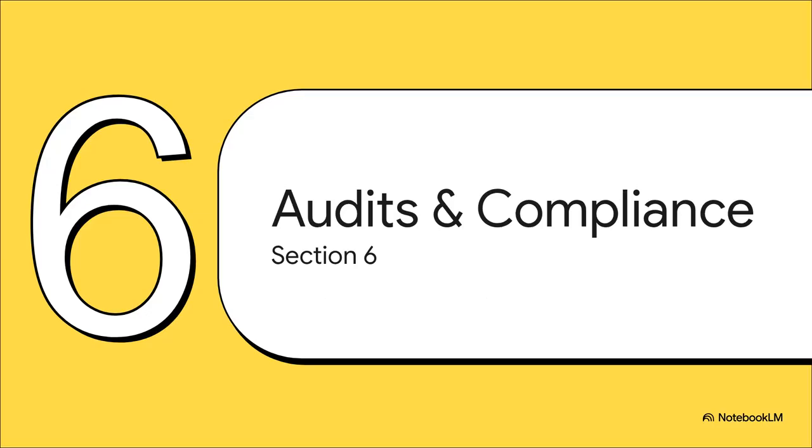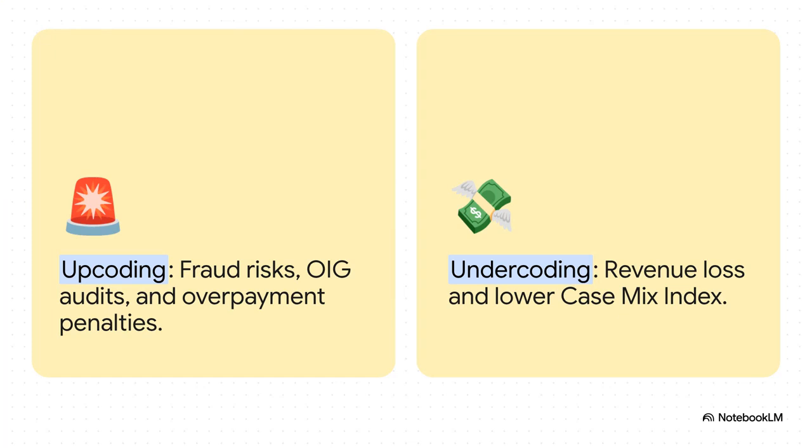Let's wrap things up with Section 6, Audits, Compliance, and Risks. Hospitals have to maintain incredibly strict compliance to achieve what we call ethical optimization. It's a real balancing act. On one side, you have the severe legal danger of upcoding. That's assigning a higher-paying DRG than the documentation actually supports. Do that, and you trigger the False Claims Act, face aggressive OIG audits, and get hit with heavy overpayment penalties. But on the flip side is undercoding, where you fail to capture complex secondary diagnoses. This strands revenue, artificially lowers the hospital's case mix index, and essentially makes the facility look like it treats much less complex patients than it actually does. Neither is a good place to be.